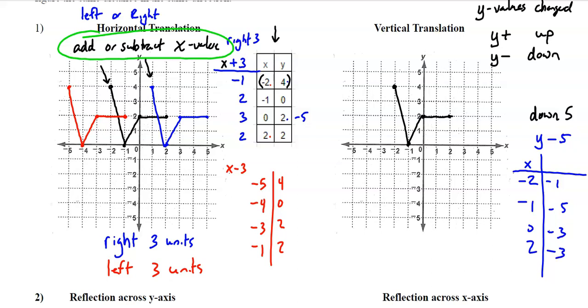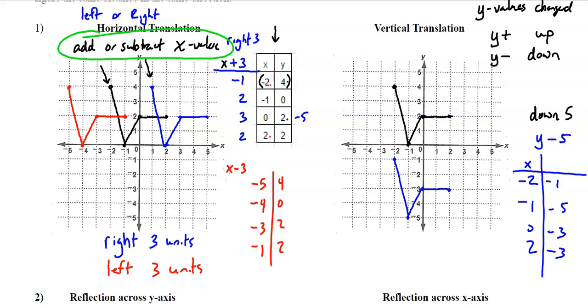So now when I put my new shape, left 2, down 1, left 1, down 5, 0, down 3, and 2, down 3. There's my new shape. And everything moved the way it was supposed to. It all moved down 5. So down controls the y, and you subtract. If you're going up, you're going to add. All right, so those are pretty straightforward. Up, down, left, right, no big deal.